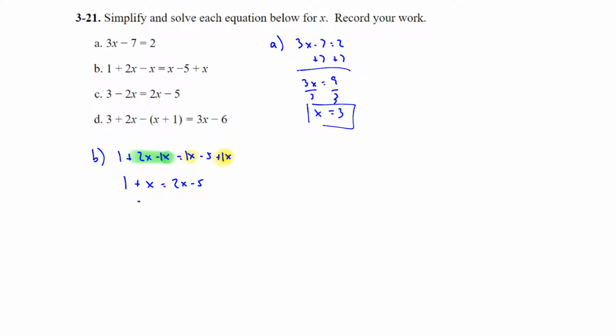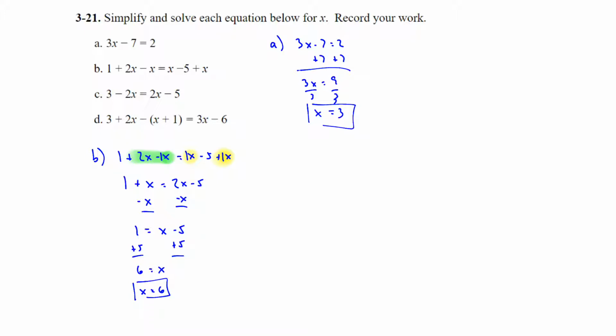So now we can get the variables on one side. So I'm going to subtract x. You could subtract 2x if you want to, but I'm going to subtract x from the left and the right. So I get 1 is equal to x minus 5. And then I can add 5 to both sides. Once again, this is not the only way you can solve these equations. X is equal to 6.